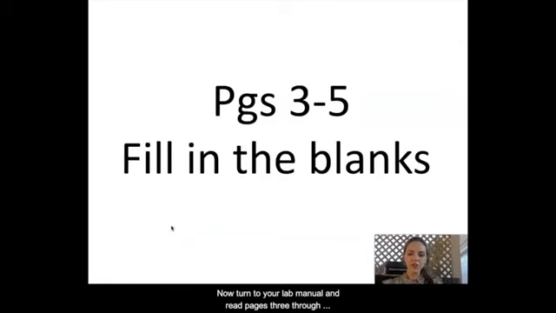Okay, so now turn to your lab manual and read pages 3 through 5 for a recap of some of these things that we talked about, and fill in the blanks for more practice with this vocabulary.